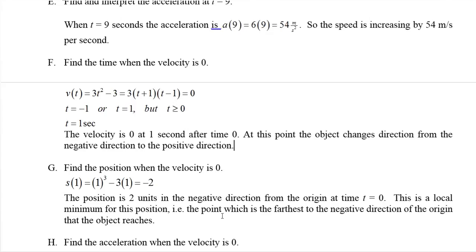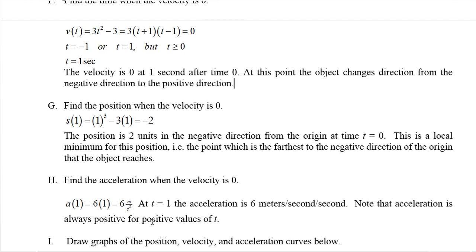Find the acceleration when the velocity is 0. If we plug t equals 1 into the acceleration formula, we have 6 times 1, which is 6 meters per second per second. How do we interpret that? At t equals 1, the acceleration is 6 meters per second per second. Also notice that the acceleration is positive for positive values of t, which is all we have, so it's accelerating in the positive direction. So even though it starts going in the negative direction, it slows down as it goes that way, and then turns around and becomes faster and faster in the positive direction after that.